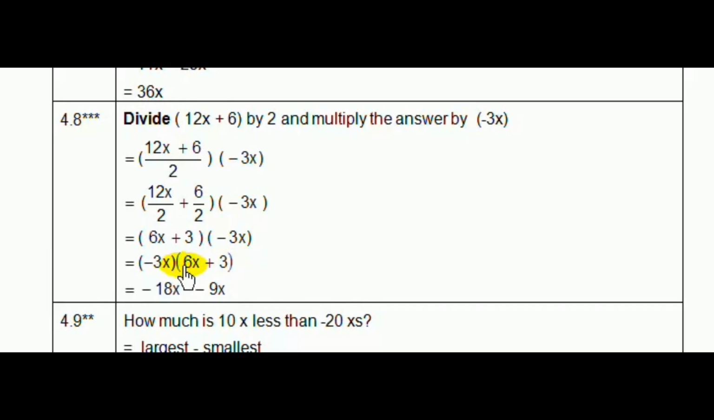Minus 3x times 6x, first the signs, that will give you that minus. 3 times 6 is 18, and x times x is x squared. Now the minus 6x with a 3 will give you minus 9x. Just have a good look at the whole question. We have the distributive law for division in here and the distributive law for multiplication in the same question.